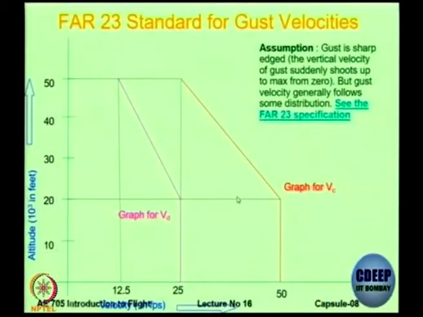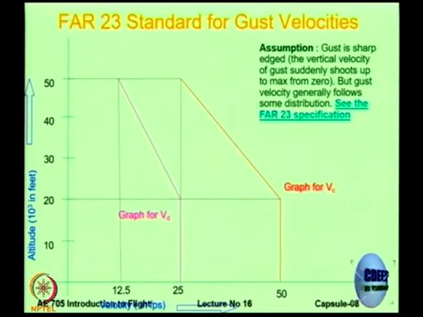So let me show you in the V-n diagram, then it will become a little bit clear to you. We will come back to the diagram. So now the question is, what is the gust velocity that you will assume? Because the higher the gust velocity, the higher the delta NZ, the higher the chance of exceeding the limit.